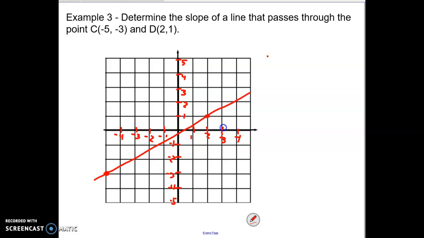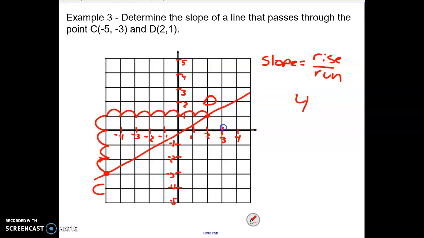And remember, our slope is rise over run. So we can count how far it takes us to go from point C, so I'll label that point C, and point D. How far up and how far over do we have to go? So we're just going to count 1, 2, 3, 4 up. So it'll be 4 over 1, 2, 3, 4, 5, 6, 7. So our slope is 4 over 7.